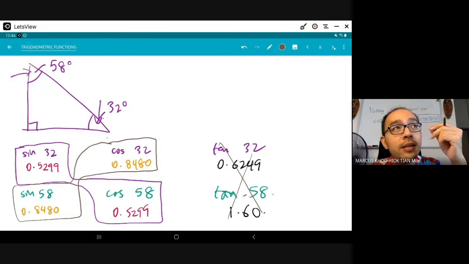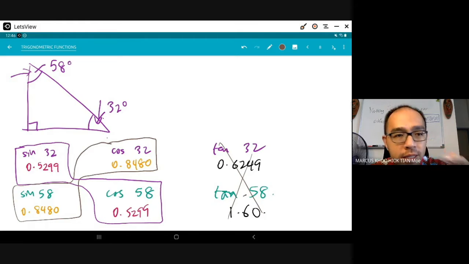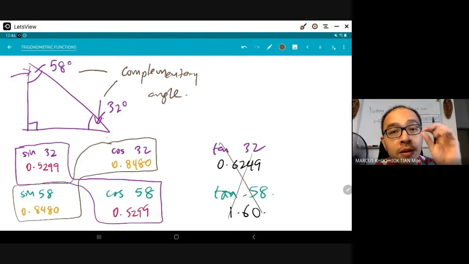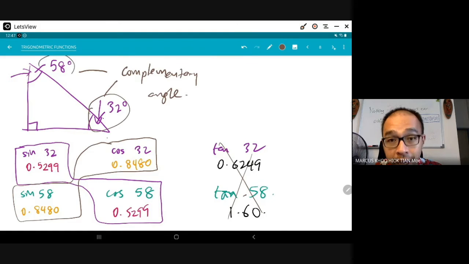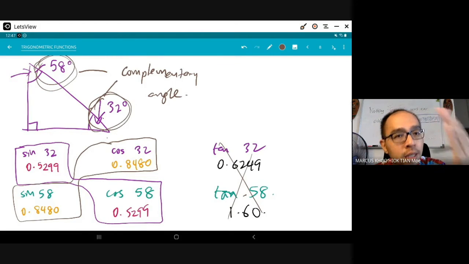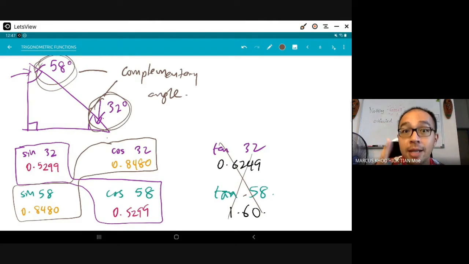We call these two angles, 58 and 32, complementary angles. Complementary angles, because in the same triangle, the value of sine 32 and cos 58 is the same, and the value of cos 32 and sine 58 is the same. That's why they complement one another. Kalau sini dia punya sine sama dengan sini dia punya cos. Kalau sini dia punya cos, mesti sama dengan sini dia punya sine. Janji dia di dalam segitiga yang sama.